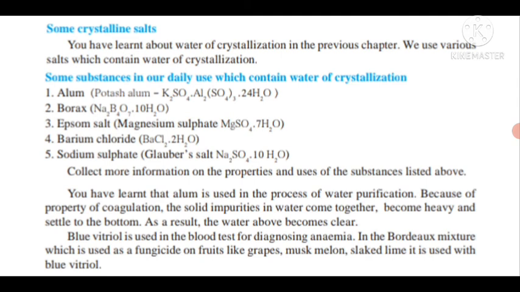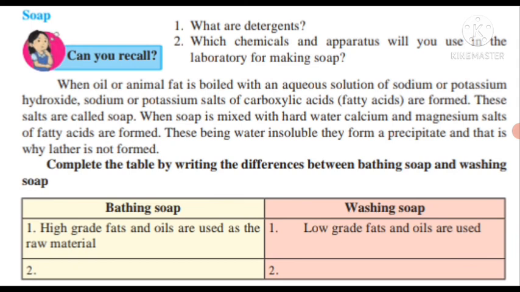After that, the last important salt that we use in our daily life is soap. Soap is also one kind of salt. When oil or animal fat is boiled with an aqueous solution of sodium or potassium hydroxide, sodium hydroxide, that is NaOH, and potassium hydroxide, that is KOH, we get sodium or potassium salts of carboxylic acids. They are also known as fatty acids, and these salts are called soap.